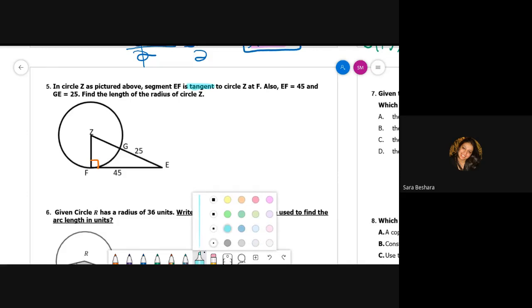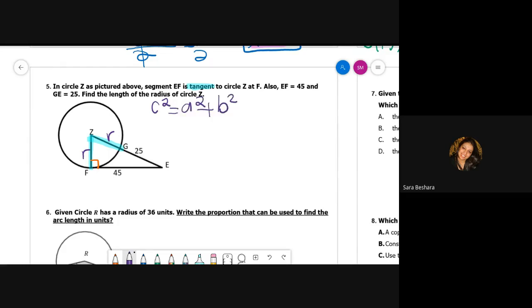So just to highlight what the radius is, the distance between G to F and also the distance from Z to G. So I'm going to label this R and label that one also R. Now, this is a right triangle, so I can use Pythagorean: c squared is equal to a squared plus b squared.